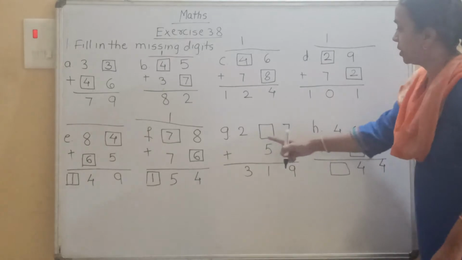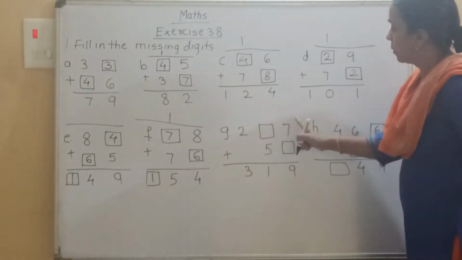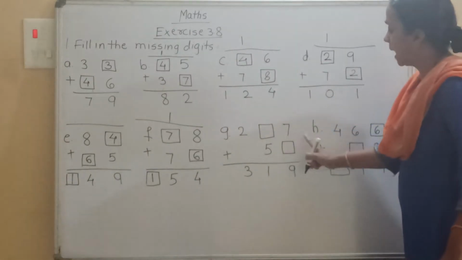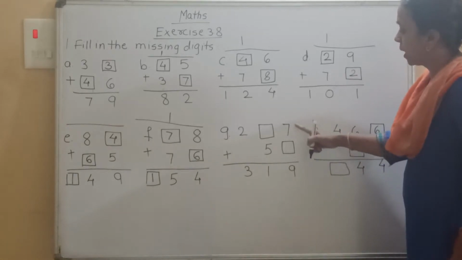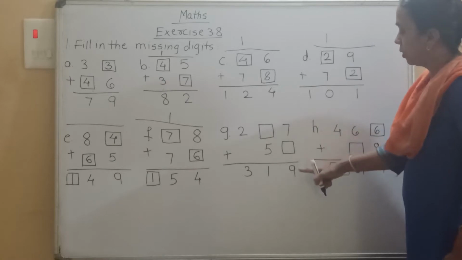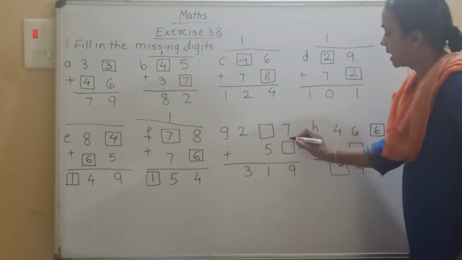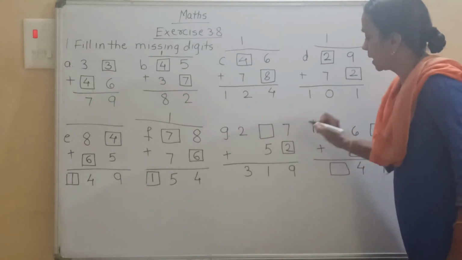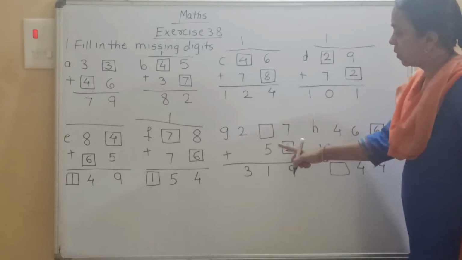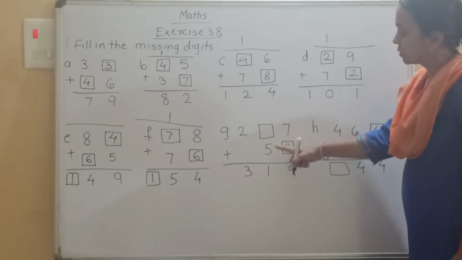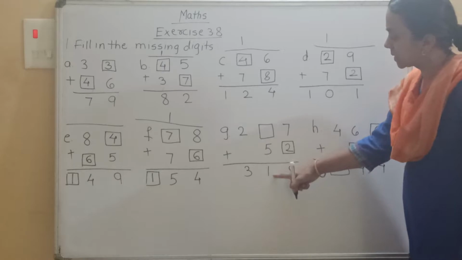Now see G question. 2 empty box 7 plus 5 empty box. Now see which number we have to add in 7, then we will get answer 9. 7 plus 2, 9. Okay, so you write down here. Now which number we have to add in this 5, so we will get answer 1.